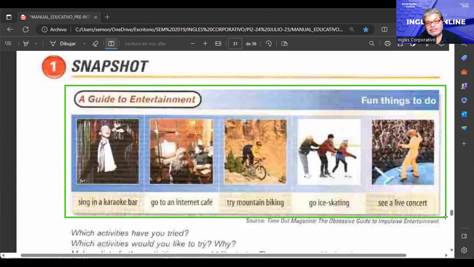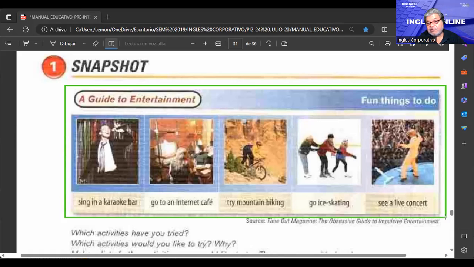Have you ever gone ice skating? No. I never go ice skating. I never traveled to another country. In our country, no, I remember they make an ice skating track to practice ice skating in some malls. I don't remember if it was Plaza Merliot or Multiplaza. But many years ago, I remember they came here. Okay.